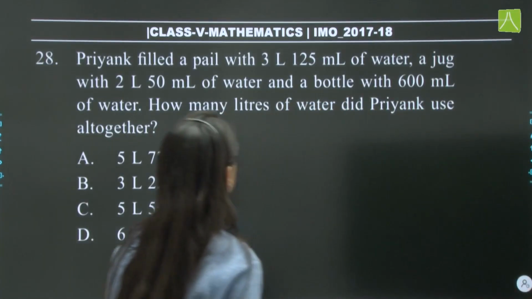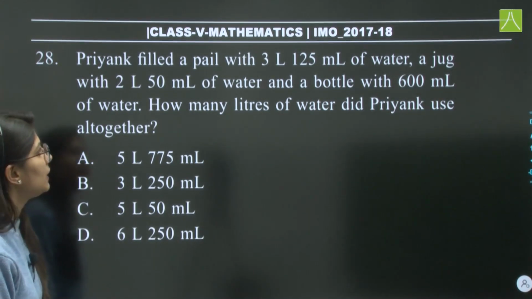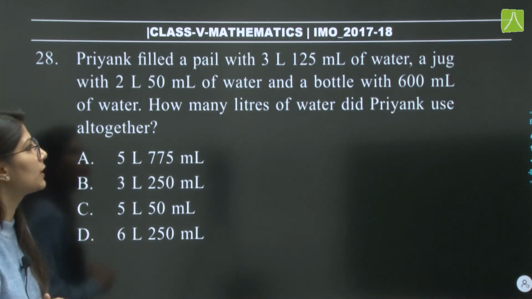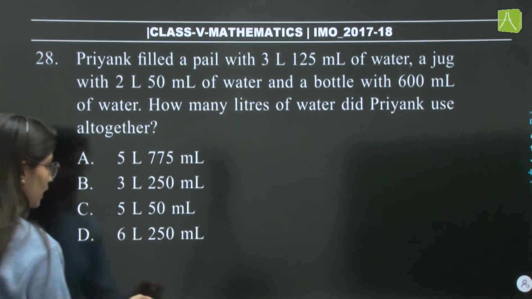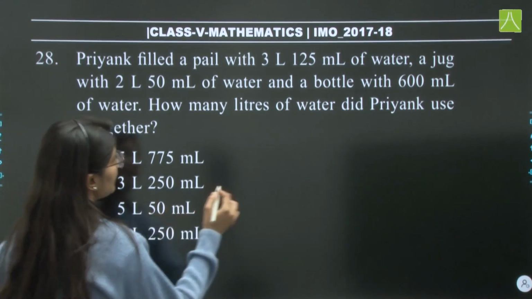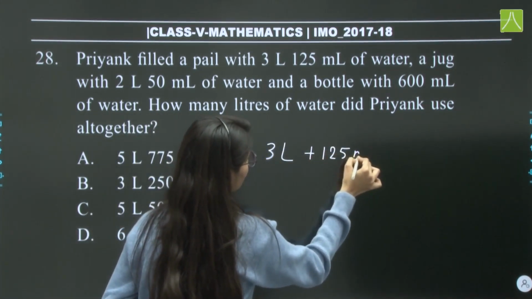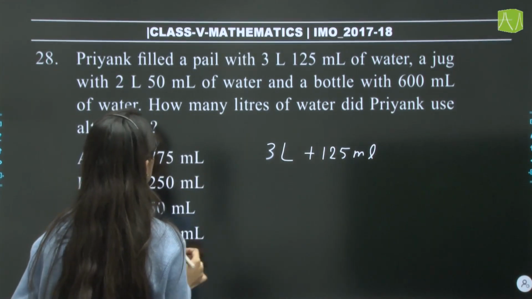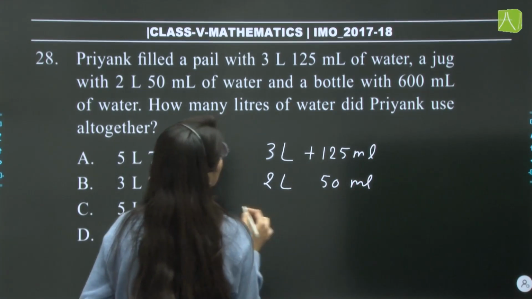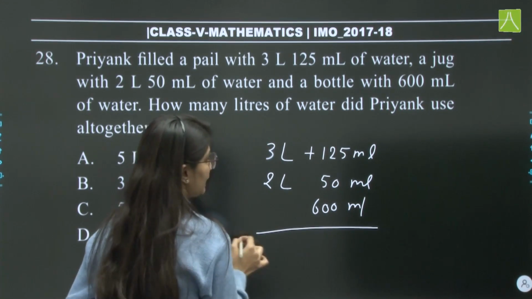Priyank filled a pail with 3 liter 125 milliliter of water, a jug with 2 liter 50 milliliter of water and a bottle with 600 milliliter of water. How many liters of water did Priyank use altogether? So all you have to do is to just add all the 3 liter 125 milliliter and jug 2 liter 50 milliliter and the bottle only 600 milliliter. So just add them, you will get the answer.